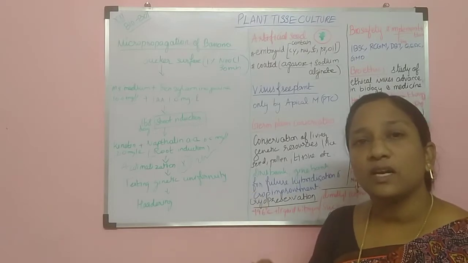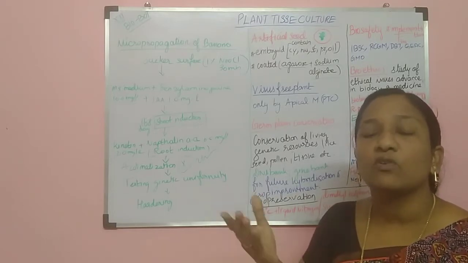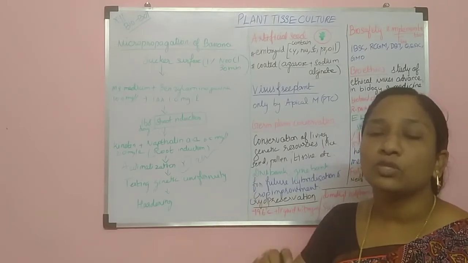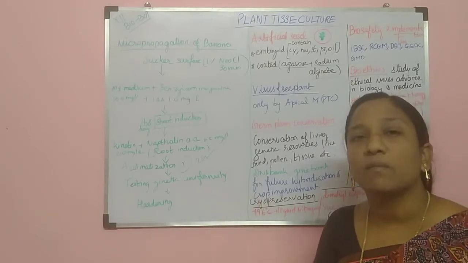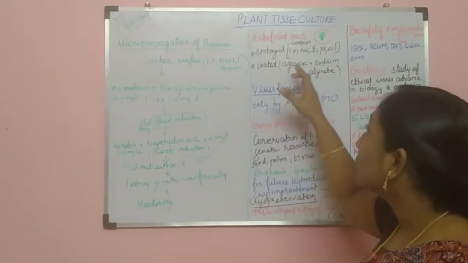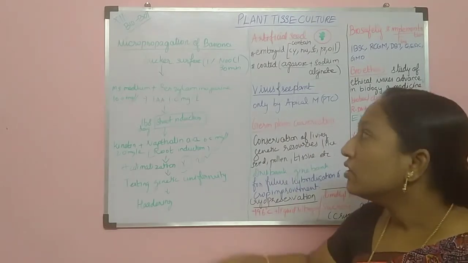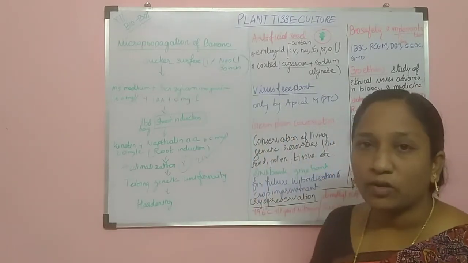If you add this seed in a culture medium, it starts to form, using the hormones, the shoot system induction and root system induction, and then it forms an entire plant. Okay, so this is called the artificial seed. Understood, children? So we learned what is meant by micropropagation.